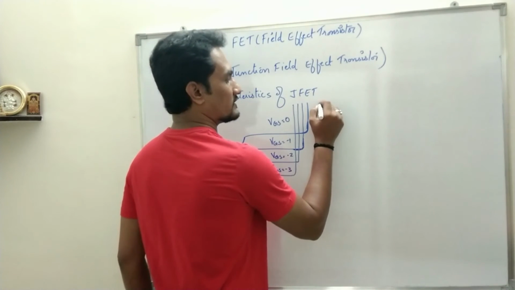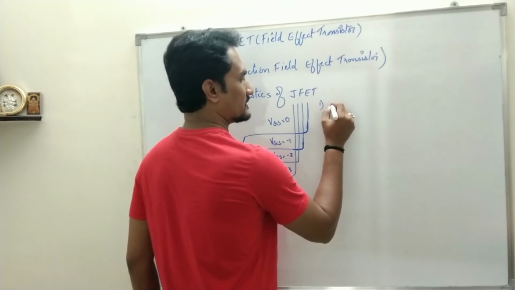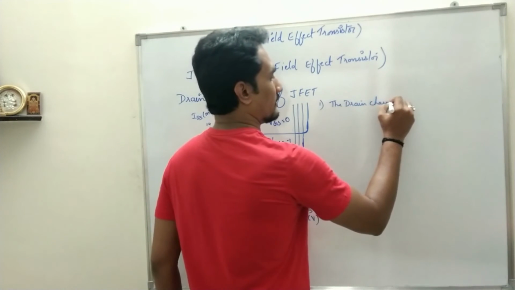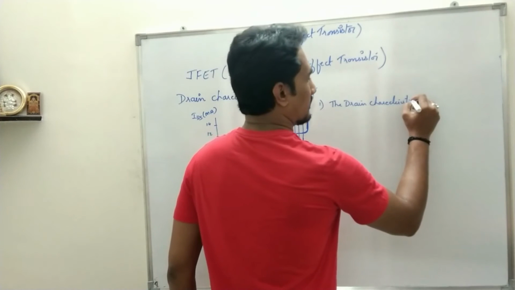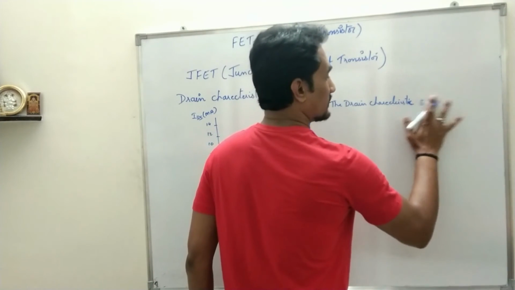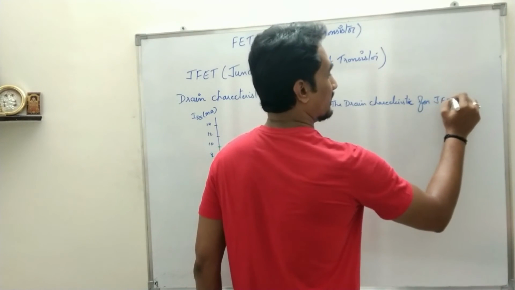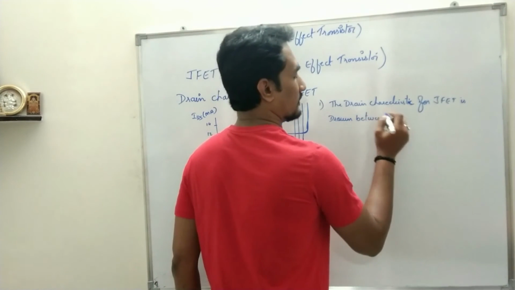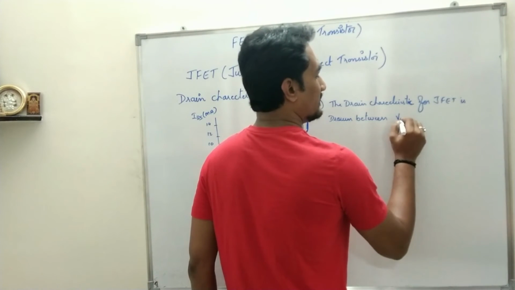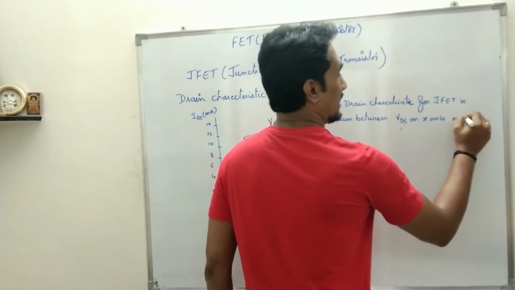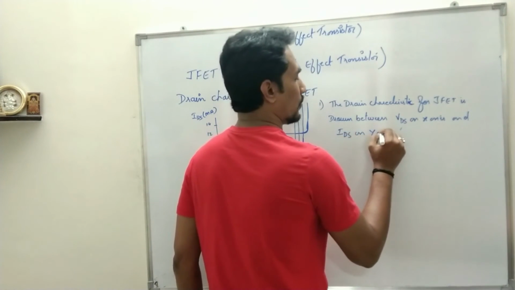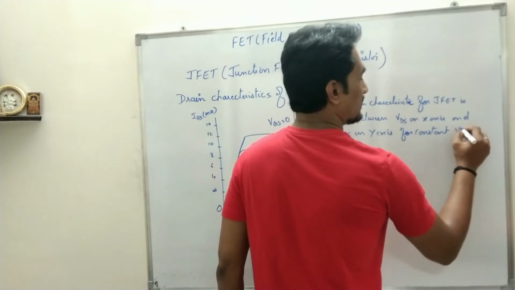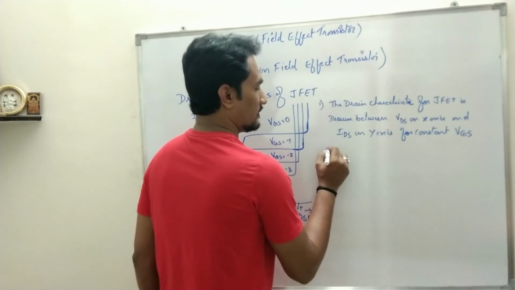So what is the first thing which we can specify? We can specify that the drain characteristics for JFET are drawn between VDS on the x-axis and IDS on the y-axis for constant VGS.